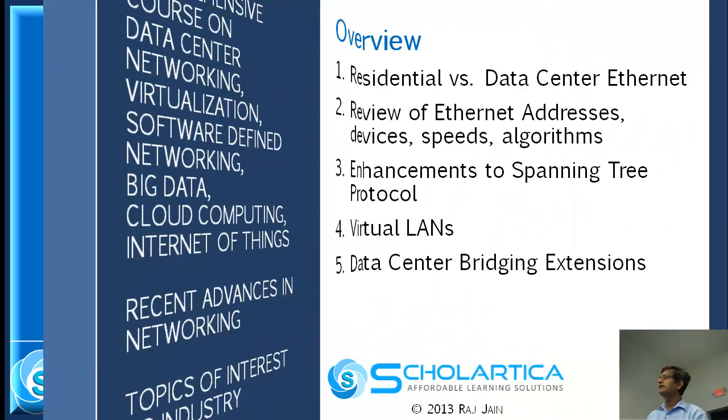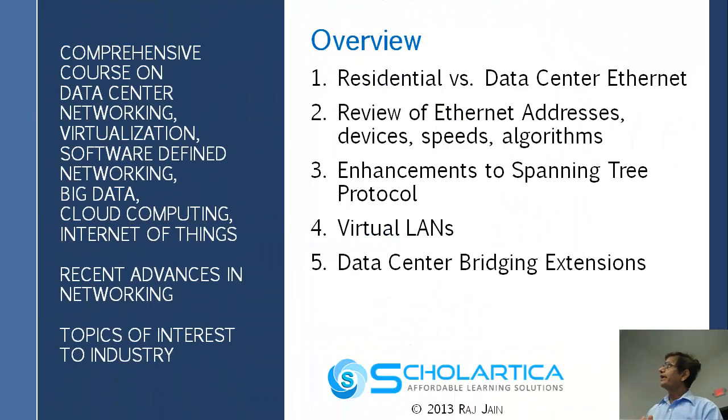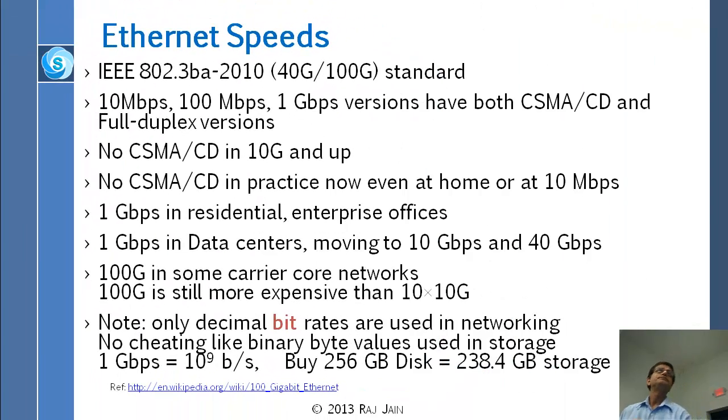What speed does Ethernet run at? Well, the latest speeds are 40G and 100G. There were 10, 100 and 1 gigabit versions before that. Up until 1 gigabit, people said that Ethernet means CSMA-CD, so those standards have CSMA-CD versions. Even though they are not used, the standards spent half of their pages describing CSMA-CD.